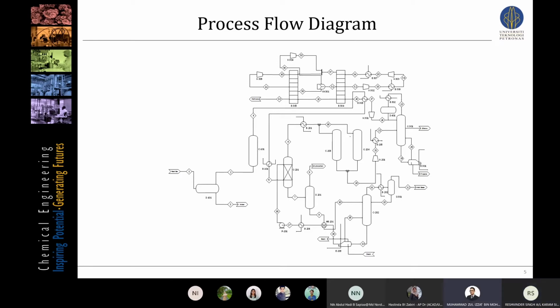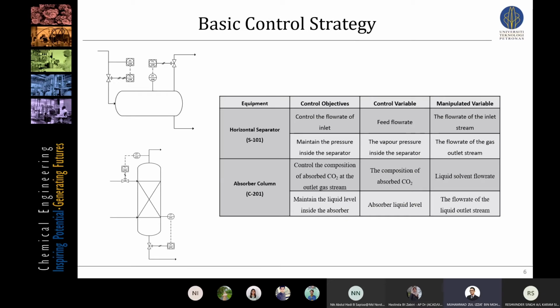Moving on to the process flow diagram. This is our plan for the FLNG. We start with a horizontal separator, then it goes to a mercury removal unit, then an acid gas removal unit, then a dehydration unit. After that it goes to a demethanizer, and last but not least the liquefaction unit, which liquefies the natural gas. Next is the basic control strategy.